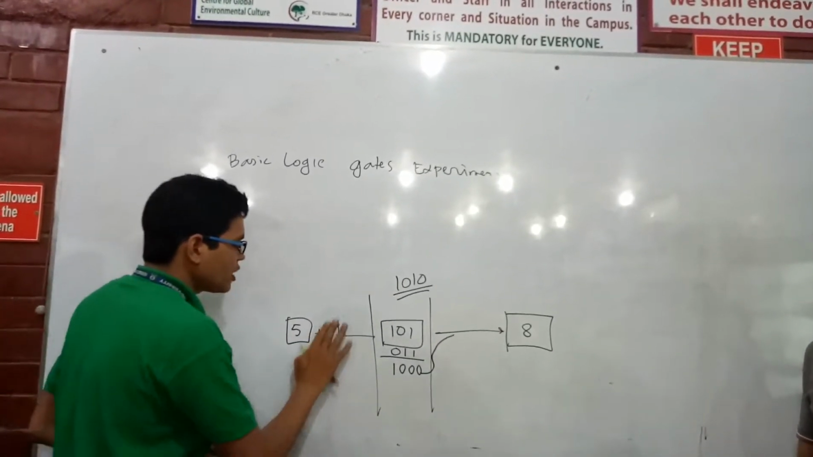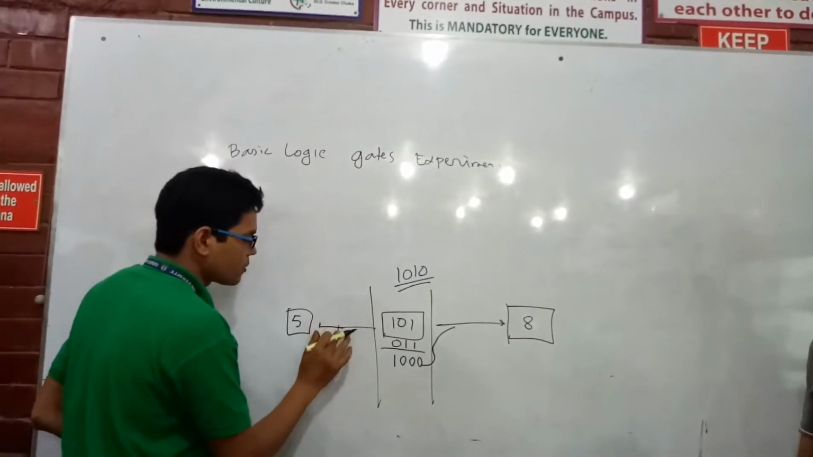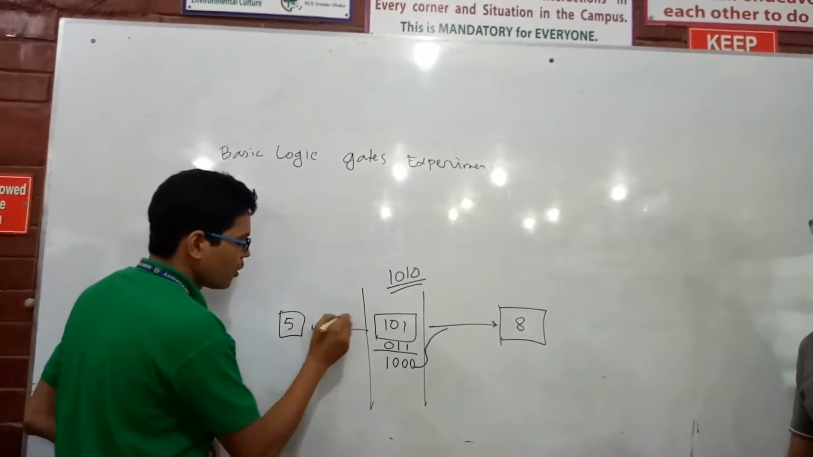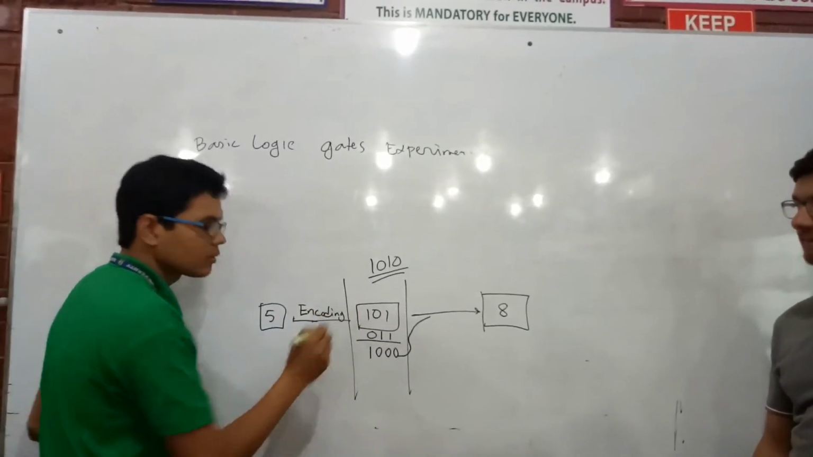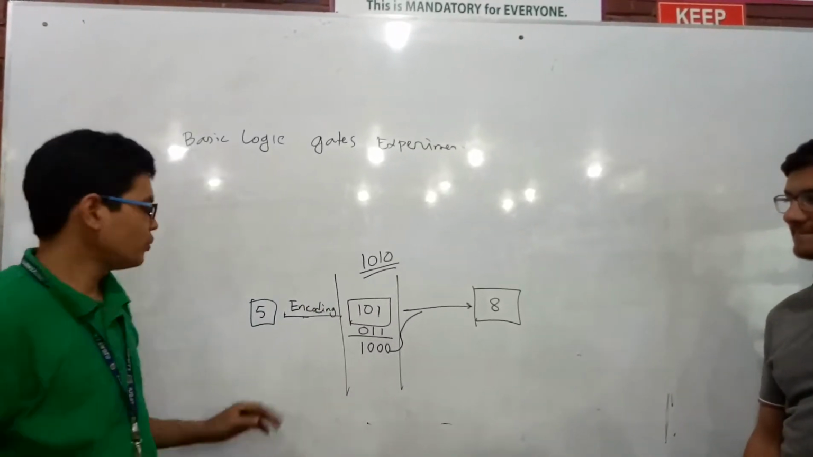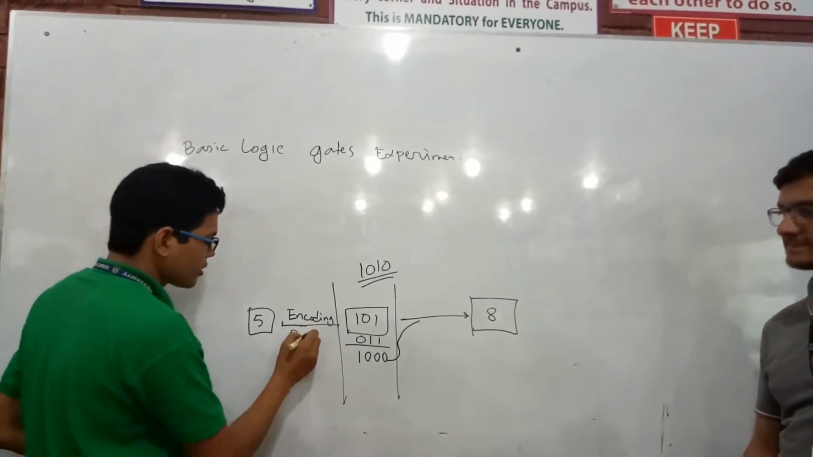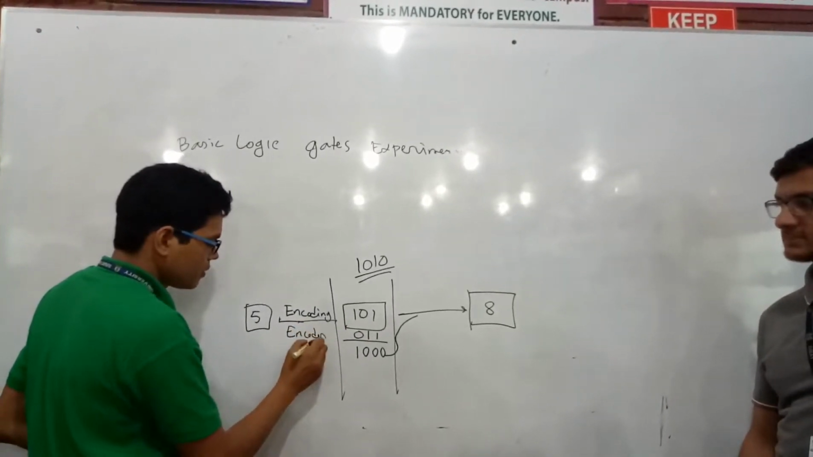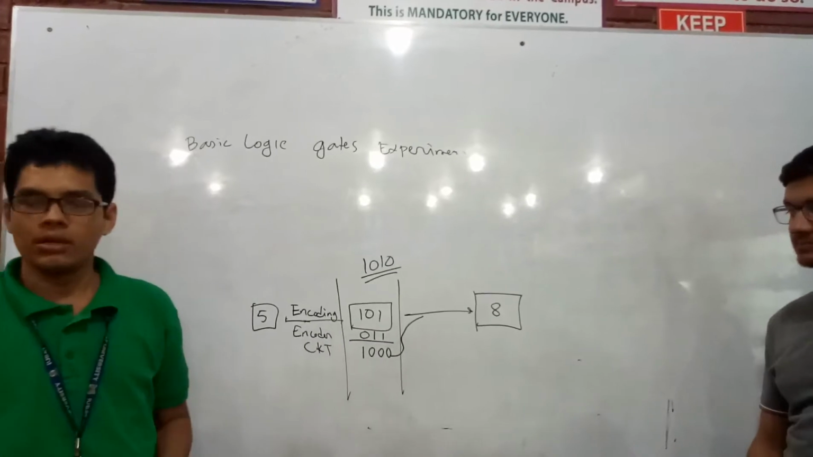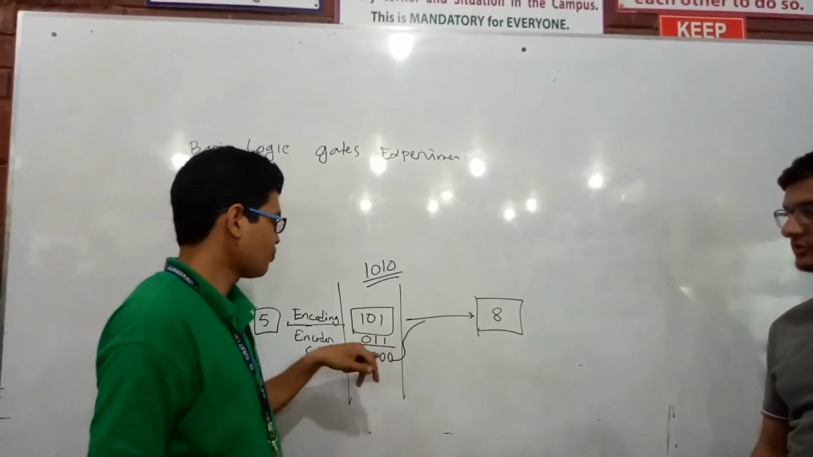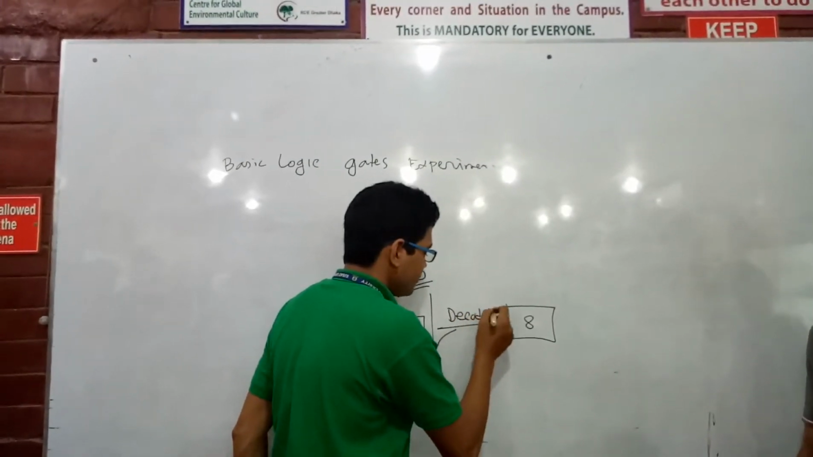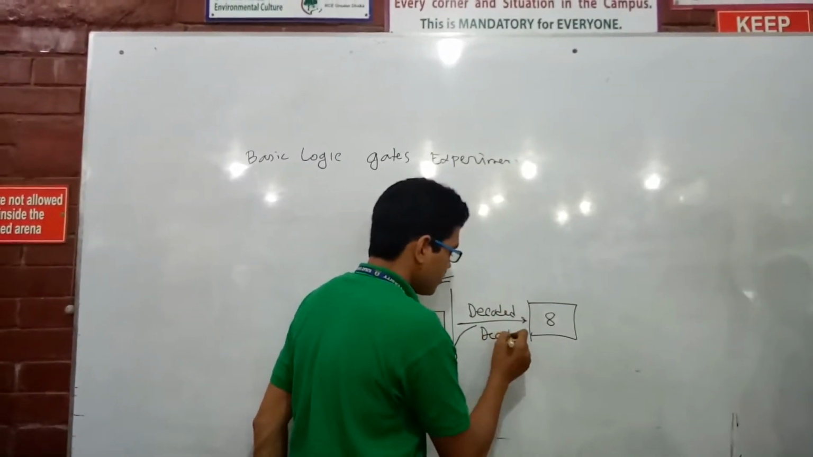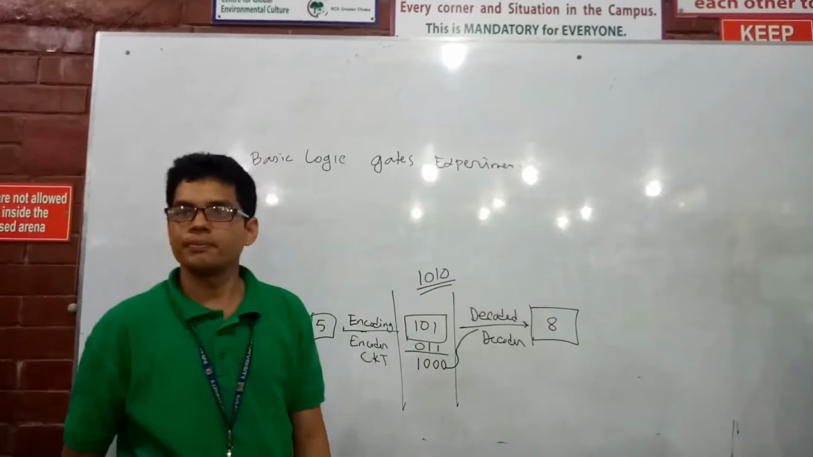So the process by which this 5 becomes 101 is called encoding. And we do it with an encoder circuit. Okay, next to that, this will be decoded again with a decoder circuit. You understand?